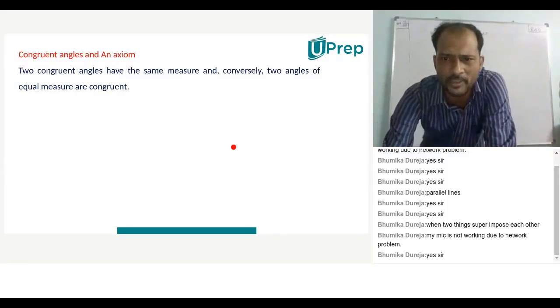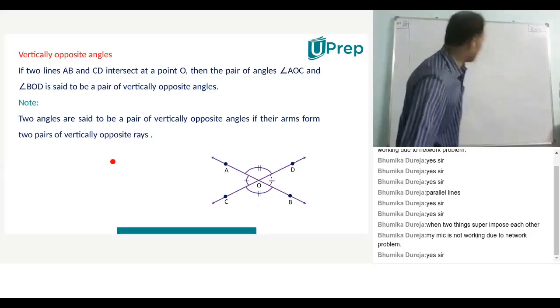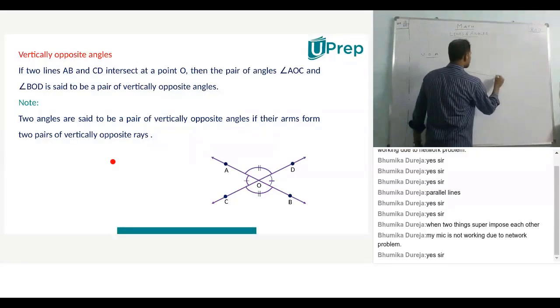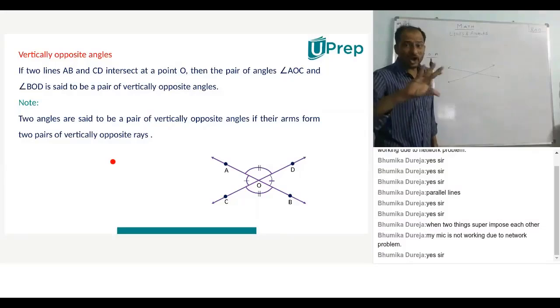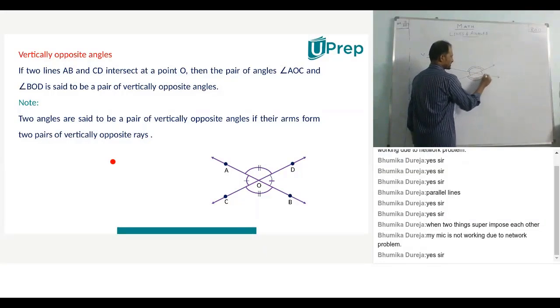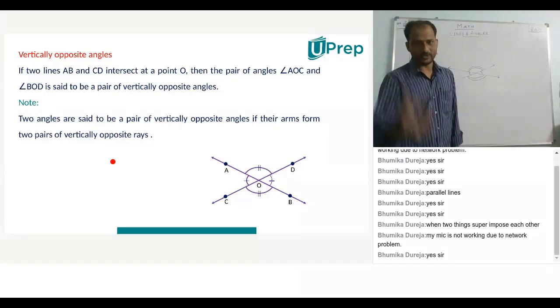Okay, fine. Next, moving on to the next point. Vertically opposite angles. What are vertically opposite angles? That's very simple. If two lines are intersecting with each other, then the angles opposite to each other are called vertically opposite angles. That means this angle will be vertically opposite to this, and this angle will be vertically opposite to this. And obviously, their measure is same.